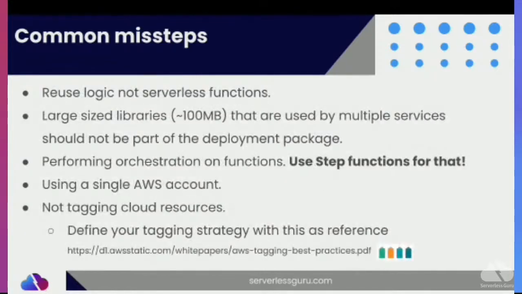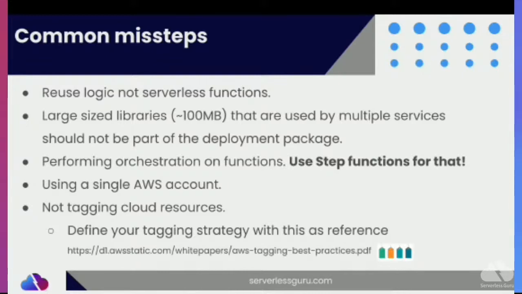So DRY is a very common concept. Don't repeat yourself in code, and that's fine. But when it comes to serverless, you ideally want to reuse the logic across functions, but not the functions themselves. So imagine that you have two different service teams, two different microservices that share a common function. What will happen is you create some sort of a dependency between each of the services. So it's better to have a single repository which has the logic which you can reuse across different functions than just having one function reused by different services.